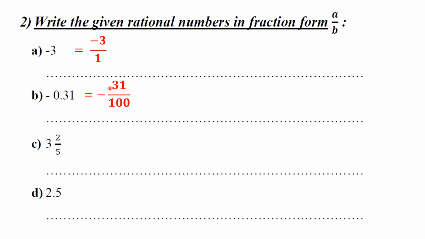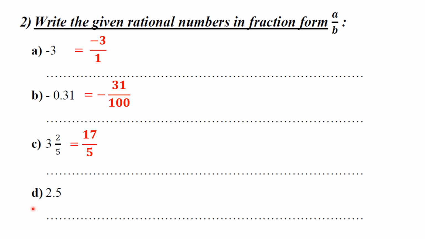the numerator. Letter C, 3 and 2 over 5, which we convert from a mixed number to an improper fraction. So we will get 5 in the denominator, and we multiply 3 times 5, we get 15, plus 2 equals 17. So we will get the improper fraction 17 over 5.